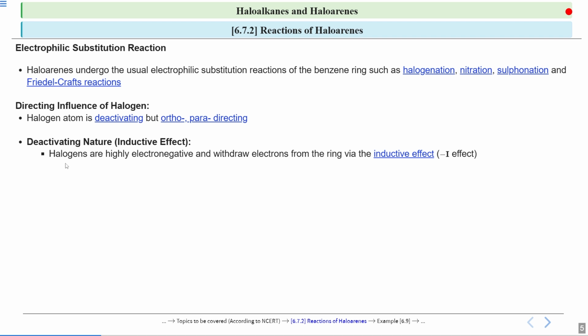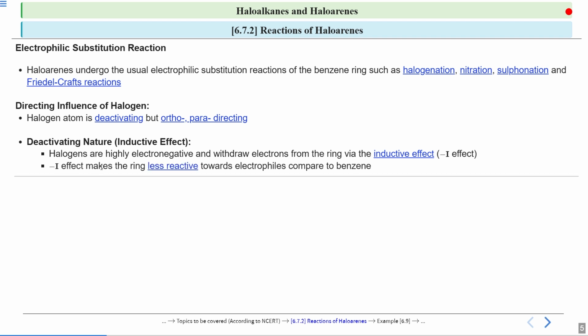So due to the minus I effect shown by the deactivating group, halogens, due to their high electronegativity and their electron withdrawing nature, the ring becomes deactivated. So the main reason behind this is the inductive effect, specifically the minus I effect.